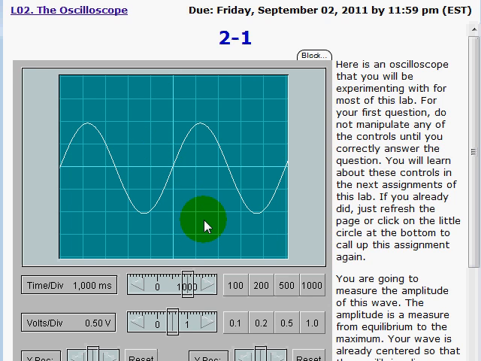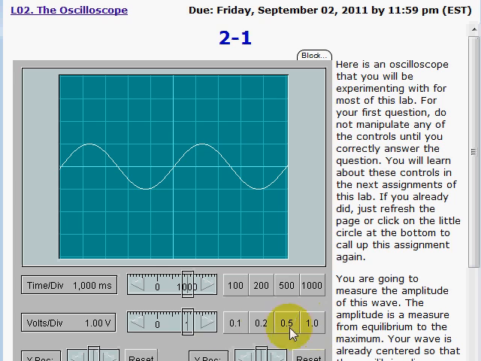And then we look at how to measure amplitude. Well, this says each block is worth a half volt. So amplitude is measured from the middle. If I get this position just nicely here, like that, and I measure from the middle up to the top, I have 2 blocks. Well, each block is worth a half, so that's going to be 1 volt.